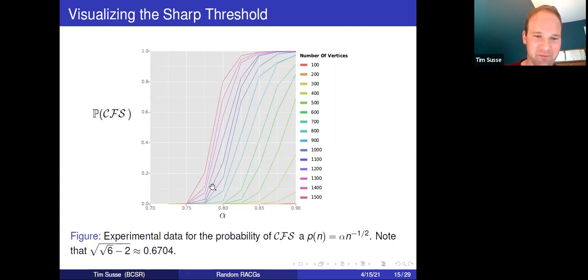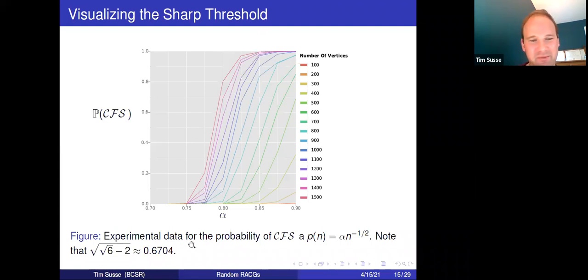And so just to visualize what this sharp threshold looks like, Jason ran a program on a supercomputer that generated random graphs and then tested them for the CFS property. Each different color of line represents a different number of vertices. On the vertical axis is the proportion of the graphs that had the CFS property. On the horizontal axis is this parameter alpha; we were looking at densities alpha times n to the minus 1/2. What you see is that your probability of having CFS is almost 0 over here where alpha is smaller, and then all of a sudden there's a sharp jump, and the probability that you have CFS is almost 1. This is how you can think about the sharp threshold: very rapidly, graphs go from having very little chance of having CFS to a very high chance of having CFS.